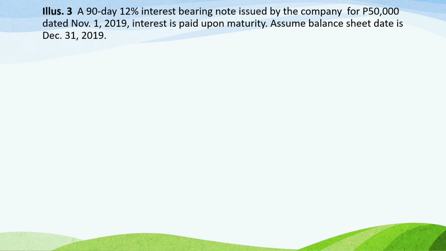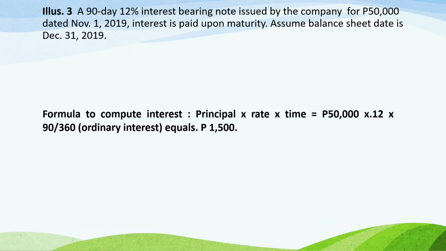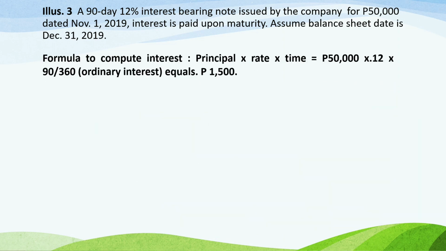Another illustration. A 90-day 12% interest-bearing note issued by the company for 50,000 dated on November 1, 2019. Interest is paid upon maturity. Assume the balance sheet date is December 31, 2019. So the formula to compute interest is PRT, principal times rate times time.